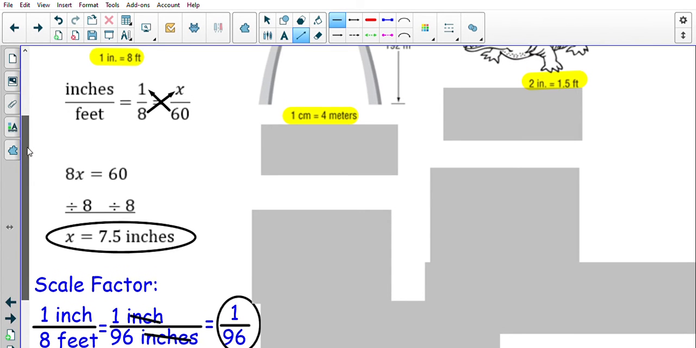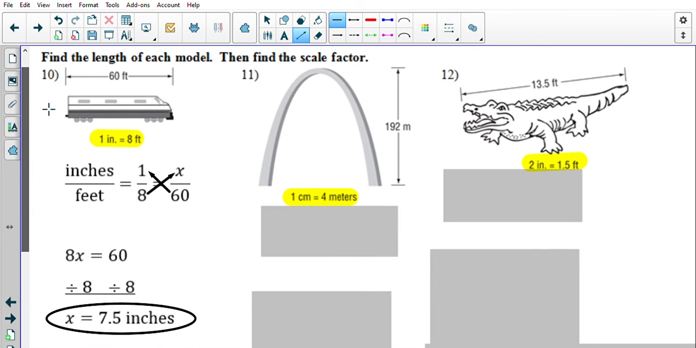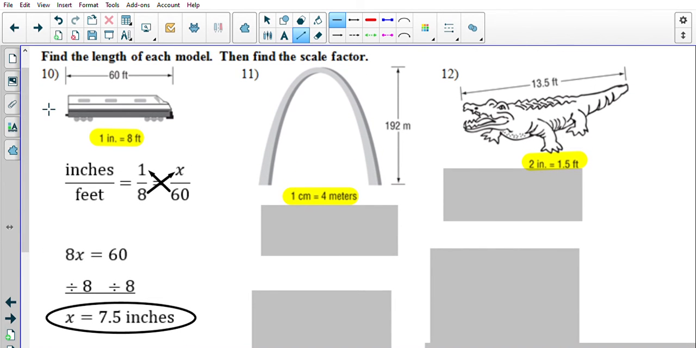All right, so the next one we have this arch. I forget what the name is, and I'm not going to look it up right now. Maybe like the Gateway Arch or St. Louis Arch. We have this arch here, and we know that it's 192 meters tall. We're given a scale of 1 centimeter equals 4 meters. We want to find the model height of this. I know it says find the length of each model, but we're really looking at the height of this thing.